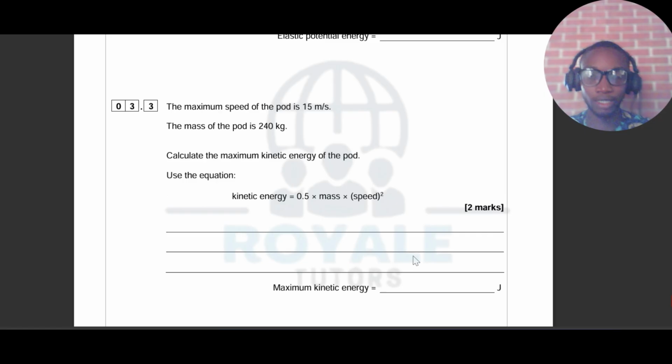Okay, now we're calculating another question. It says the maximum speed of the pod is 15 meters per second. The mass of the pod is 240 kilograms. Calculate the maximum kinetic energy of the pod. They've given us the equation again. Great. Kinetic energy is equal to 0.5 times the mass times the speed squared. So what's 0.5 times the mass? That's 240 kilograms times the speed, which is 15 meters per second.